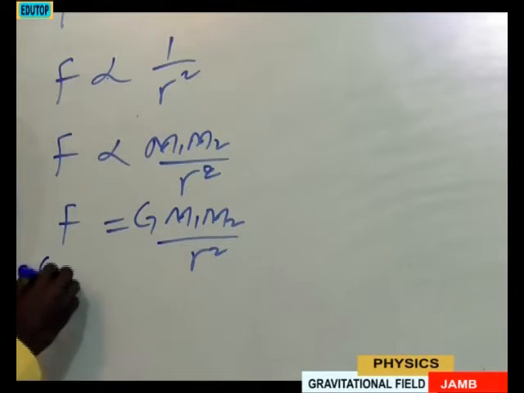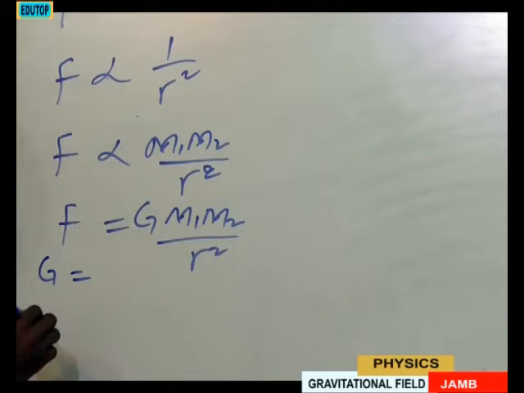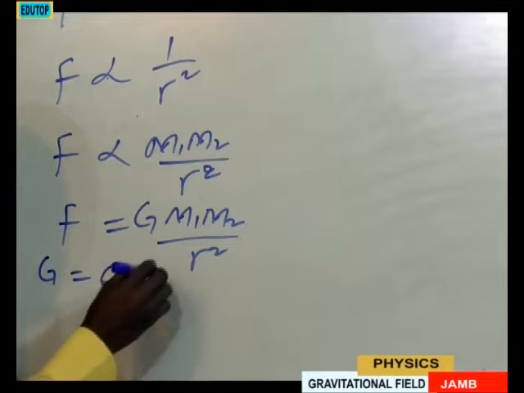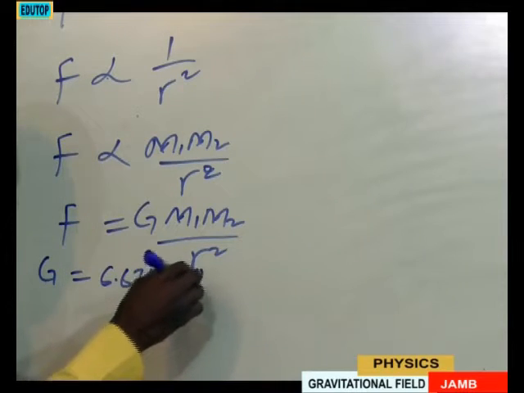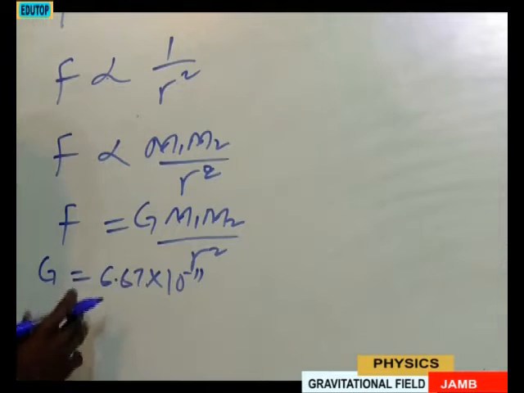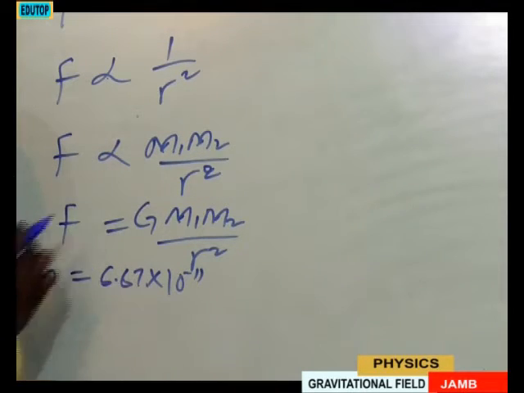And this value G, which is the gravitational constant, has a constant value which is 6.67 times 10 to the power minus 11. And it has units. You can get the units from here.